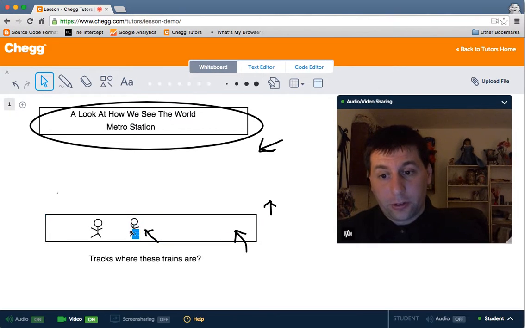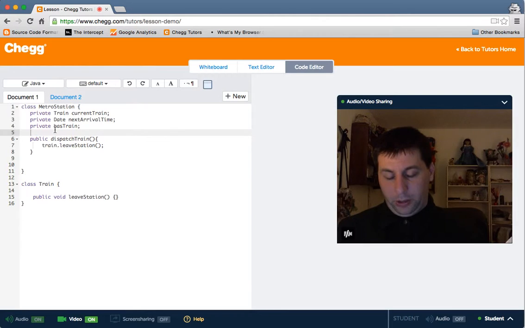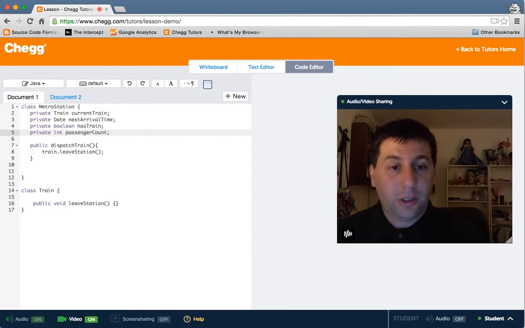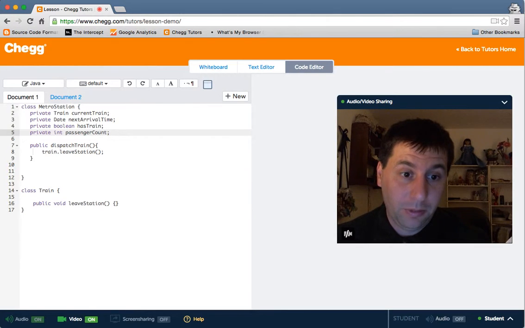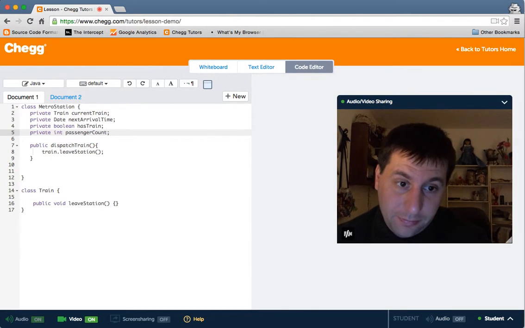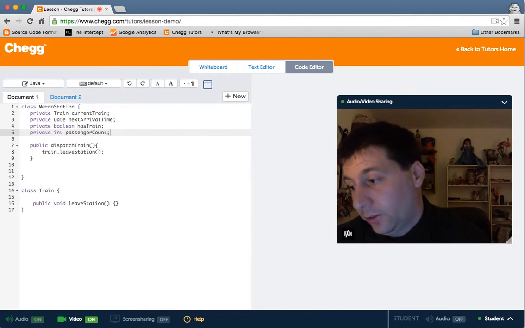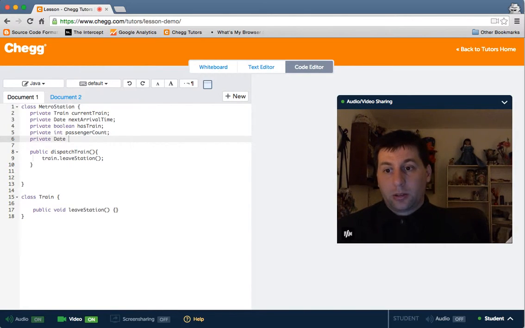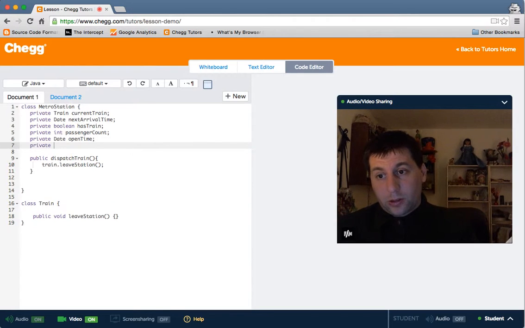What do we know about the passengers? For example, we know that there are some passengers, so it's probably fair to say that at the very least we might want to know how many people are at the train station. Are there no people because the train station is closed? Are there a lot of people? And actually, speaking of the train station being closed, that could be another thing we track. So there you go again.